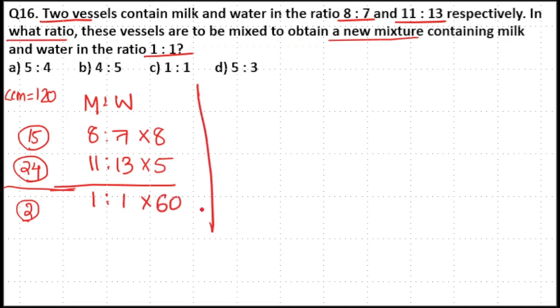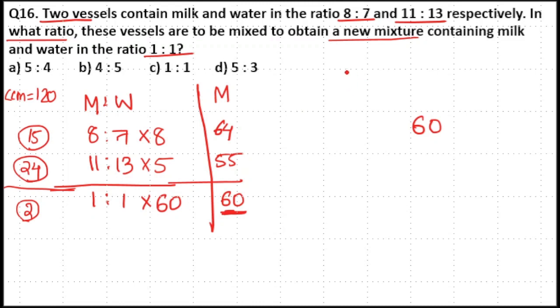Now you have to find out milk parts. I will use the alligation method. So we have to find the milk parts. Here 8 into 8 is equal to 64 unit is milk part. 11 into 5 is equal to 55 unit is milk parts. Now we have equalized the parts. That's why we are taking 64 and 55. In the resultant mixture, milk part is equal to 60 into 1, 60 unit.